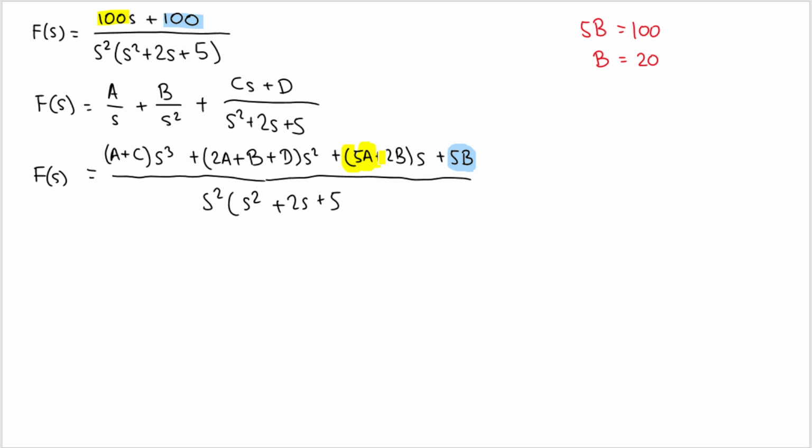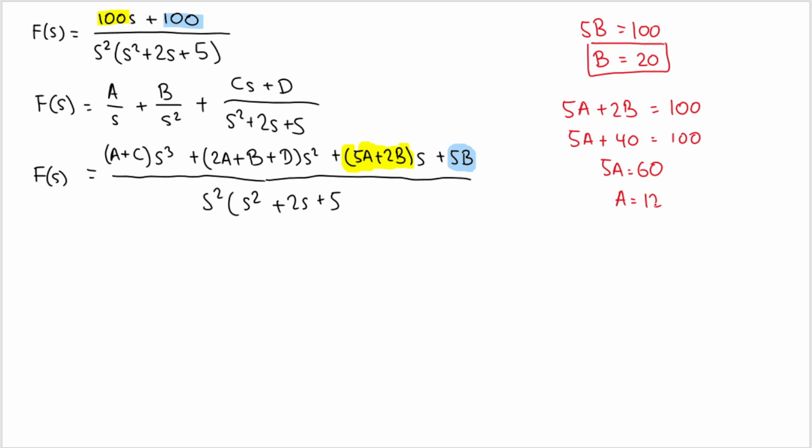We will have 5A plus 2B equal to 100. Maybe let's put B in the box. And then we will have 5A plus 2B equal to 100. So we will have 5A plus this one will be 40, 2 multiplied by 20 is 40, equal to 100. Therefore, 5A is equal to 60, and then A is equal to 12. Good. We got A and B.